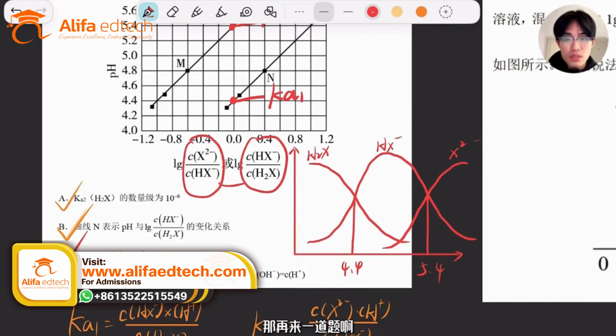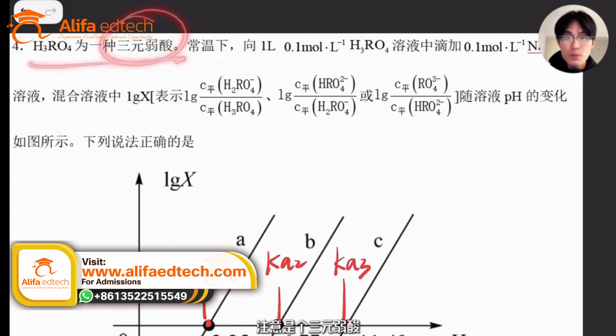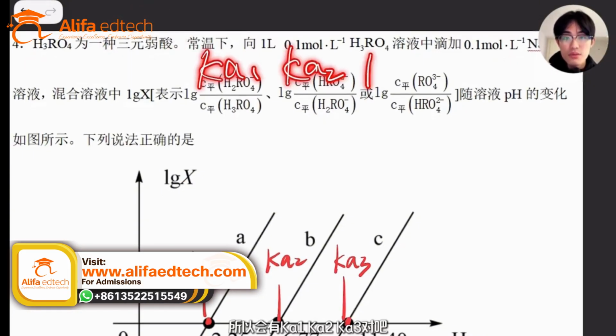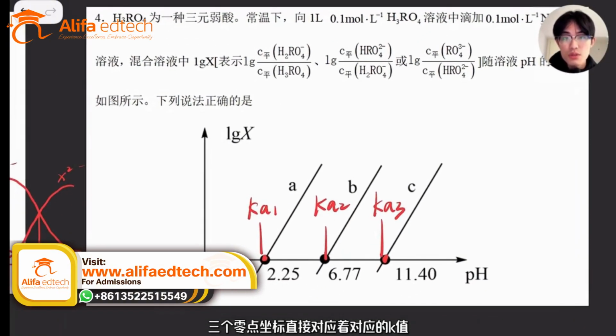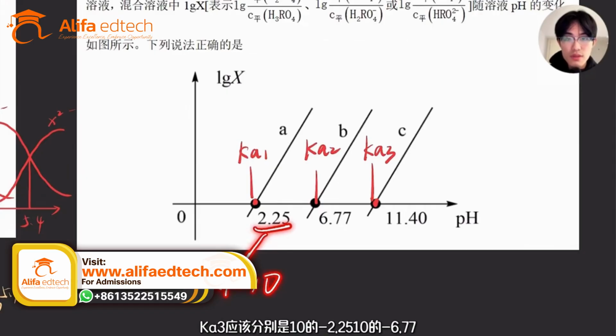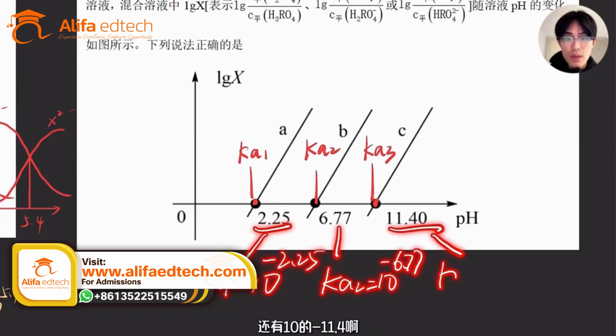Let's do another problem. Note that this one is a triprotic weak acid, so there will be K1, K2, and K3, right? Look at the graph and find the 0 points. There are 3 0 points. The coordinates directly correspond to the K values. So the K values, K1, K2, and K3 should be 10 to the negative 2.25, 10 to the negative 6.77, and 10 to the negative 11.4, respectively. And with that, it's solved.